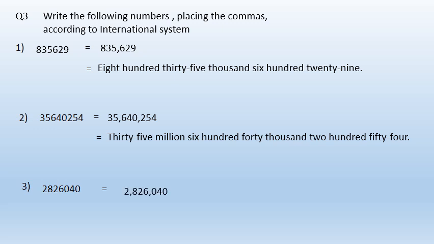Okay, what we have done here is placed the commas. Now we are going to write this down in words. So this is ones, this is thousand and this is million. So what is our answer? 2,826,040. Come on, just write down the answer.